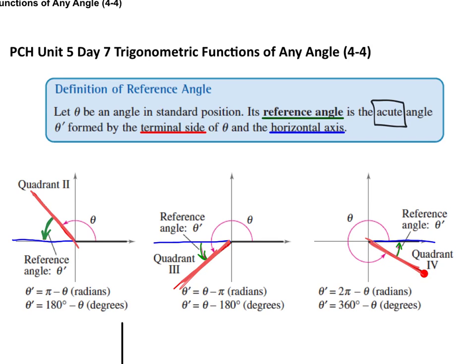Now, that word acute I already highlighted is important. Because if I look at the horizontal axis, there's actually two different angles I could make with my terminal side and my horizontal axis. I could make this reference angle that I've already highlighted, or I could make theta in this case. I always want the acute one. Alright? So that's why I've only highlighted one side on each of these.